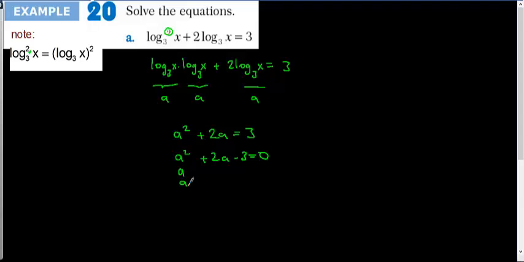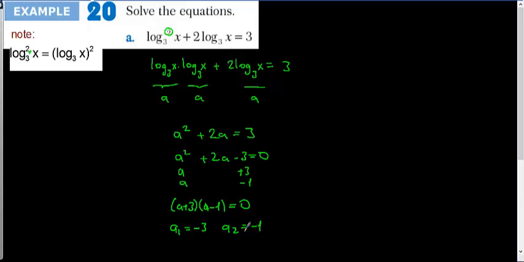If you factorize, plus 3 and minus 1 are going to be the factors. Then (a plus 3) times (a minus 1) is going to be equal to 0. So a1 is equal to minus 3, and a2 is equal to plus 1.